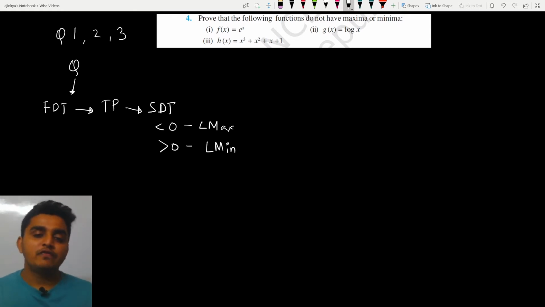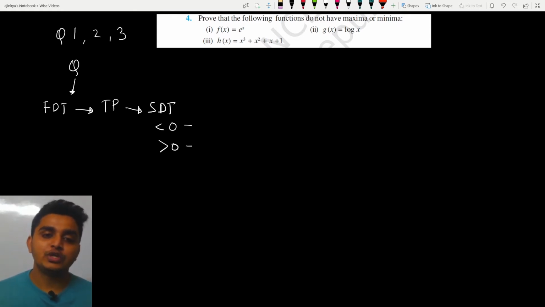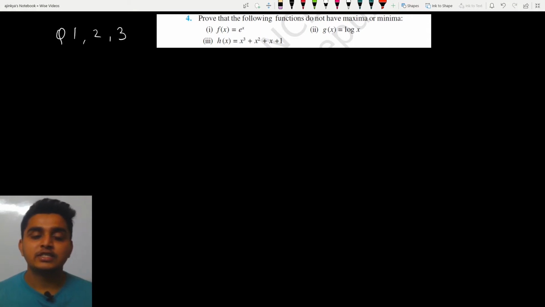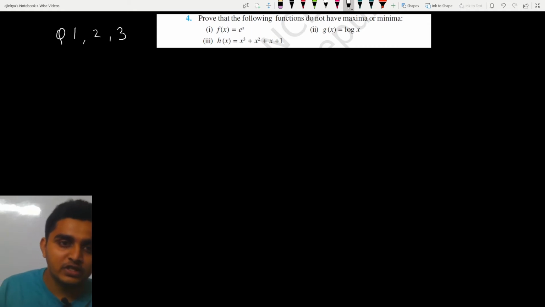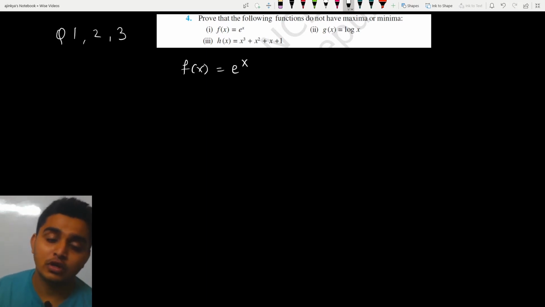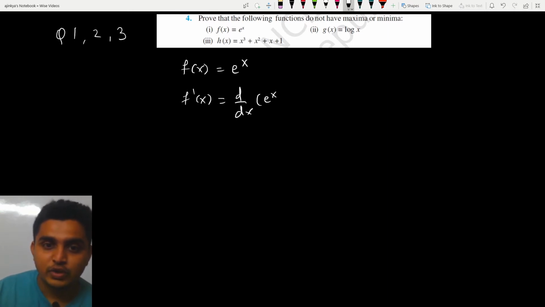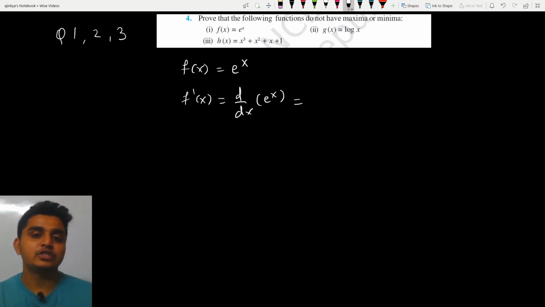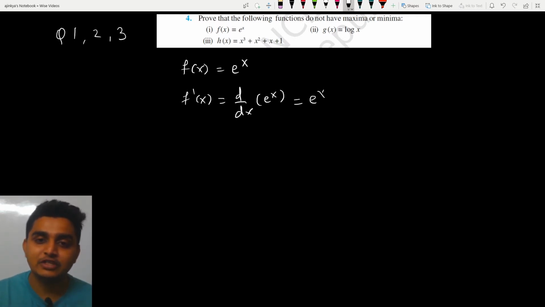We have gone through all this terminology and these questions, but in these questions we need a different understanding, a different way of showing why such conditions hold true. The first question states that f of x is equal to e raised to x. If we go through the traditional first derivative test, f dash of x is the derivative of e raised to x. We know that the derivative of e raised to x is again e raised to x, right?